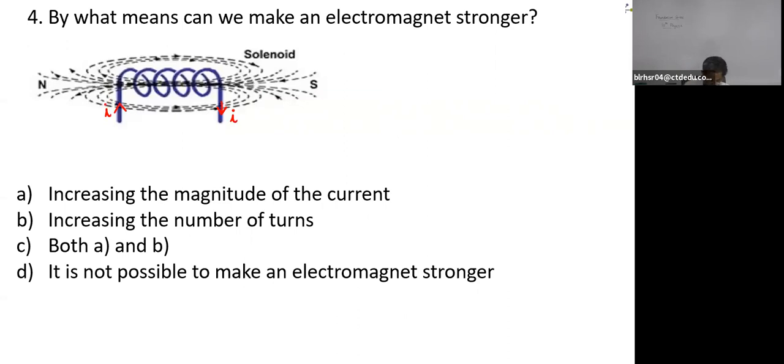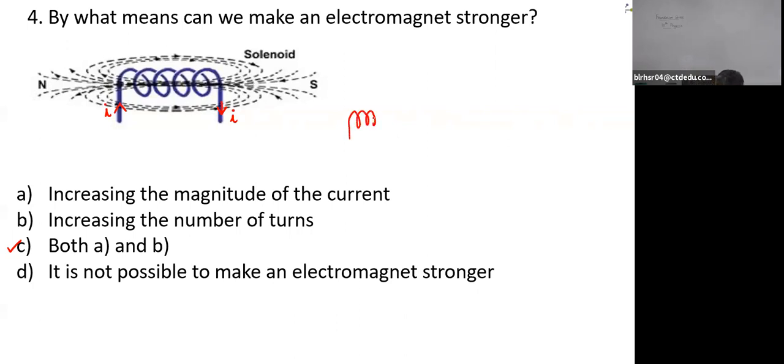The answer is C. There are multiple ways in which an electromagnet could be made stronger. One is to increase the magnitude of the current flowing through it, and another way is to increase the number of turns. What does it mean when we say number of turns?